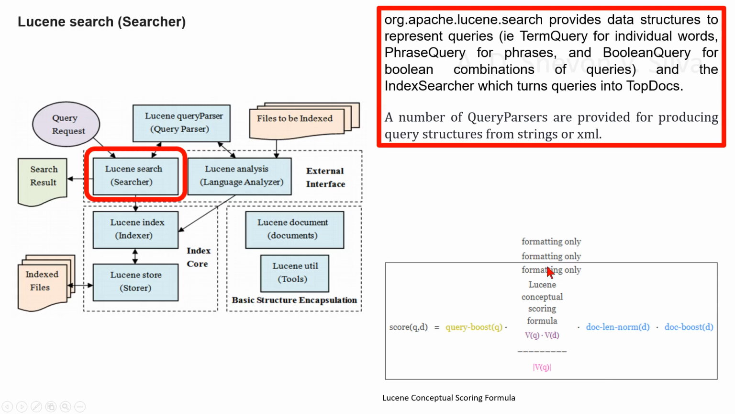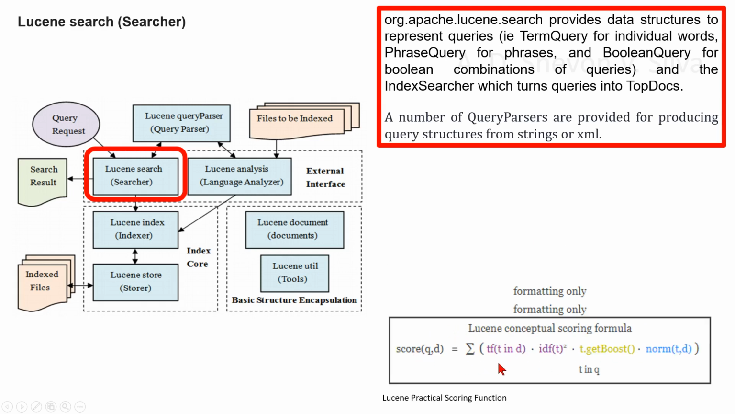Here you can see a Lucene conceptual scoring formula. Now we are considering Lucene practical scoring function. The document length norm and the document boost D are known at indexing time. They are computed in advance, and their multiplication is saved as a single value in the index, norm D. In the equations here, the norm T in D means norm of field T in doc D, where field T is the field associated with the term T.